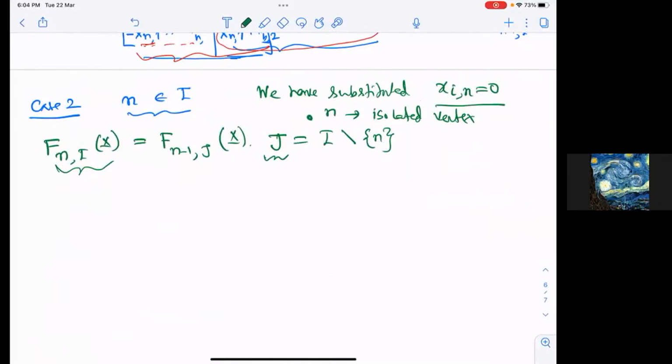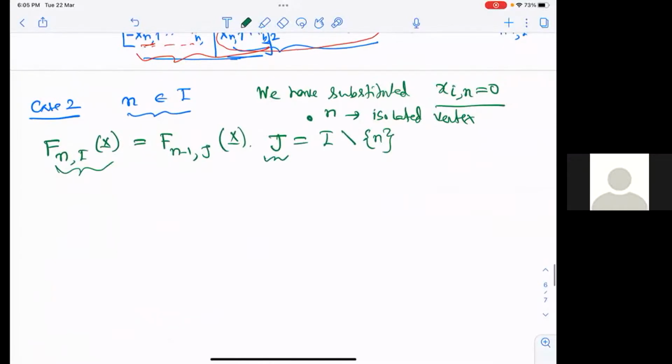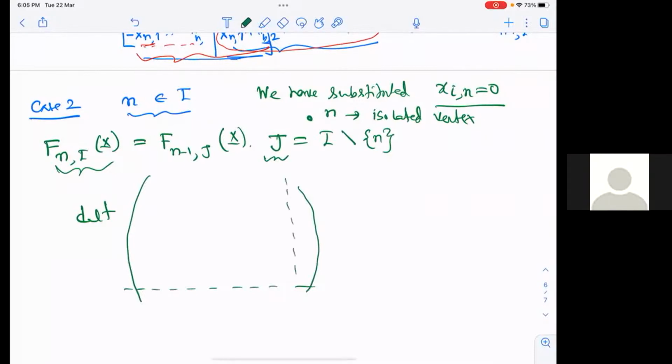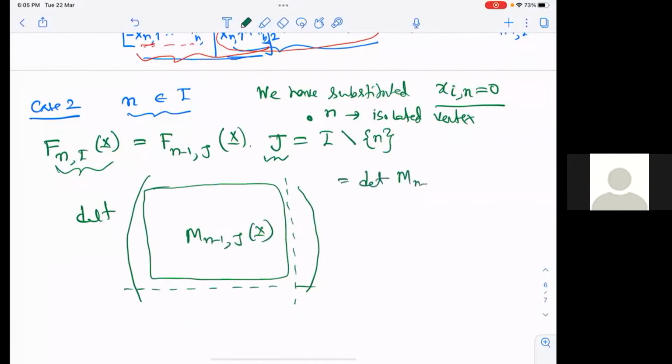Yes, sir. And on the determinant side, what will happen? Now you have deleted that nth row and nth column. It is exactly what you get: this determinant, which is like M_{n-1, J, x}. So it is equal to the determinant of M_{n-1, J, x}.